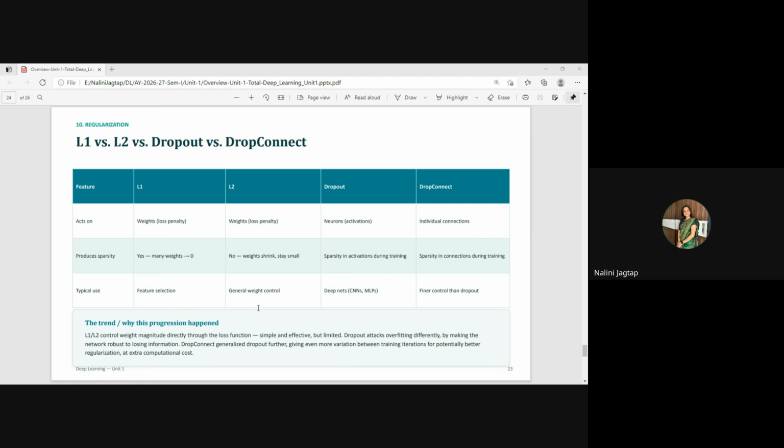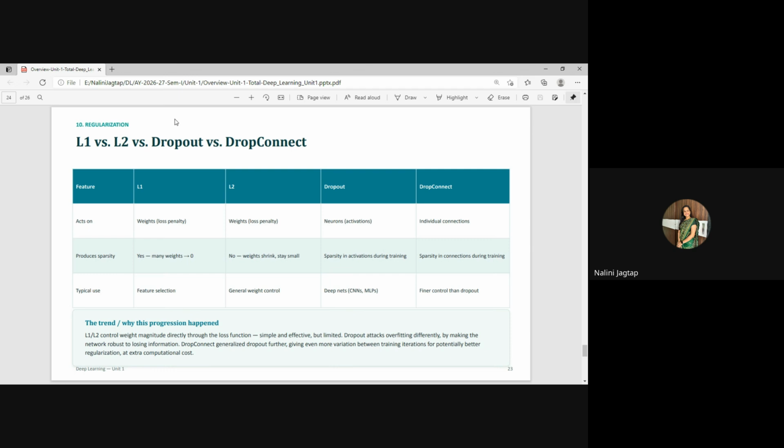Right. Then we have dropout and drop connect. In contrast, they act not on the weights directly, but on the network structure during the training, with dropout randomly silencing entire neurons and drop connect randomly silencing individual connections between the neurons, with both techniques producing a form of temporary training-time sparsity rather than a permanent one. Right? So these are the few differences.